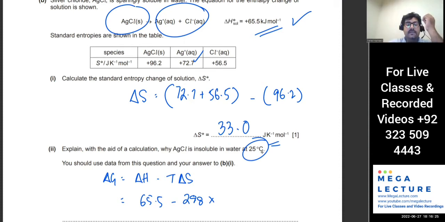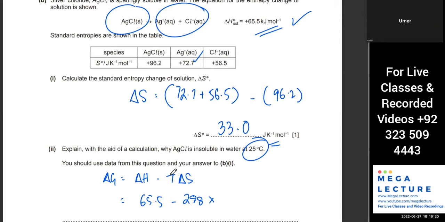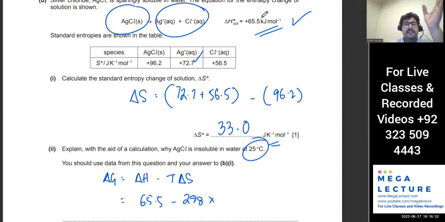Temperature is always in Kelvins. And make sure when you're using this equation, you either take all of them as kilojoules or all of them as joules. Both ways are going to give the right answer, but if one is in kilojoules and the other is in joules, that's going to give you the wrong answer.